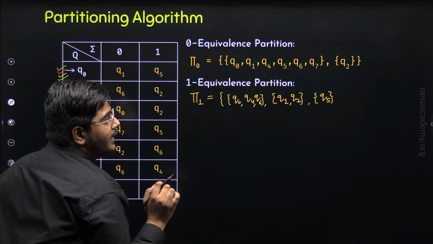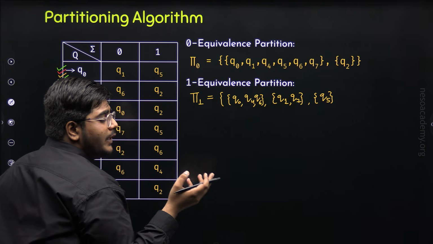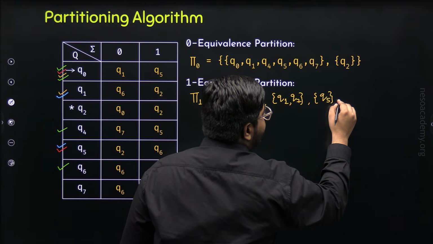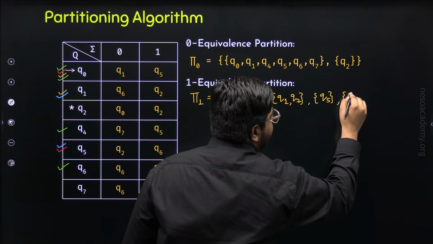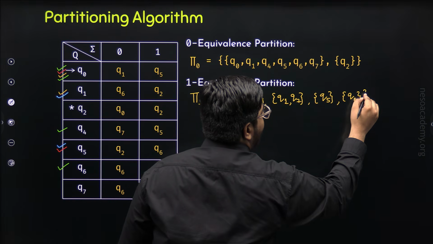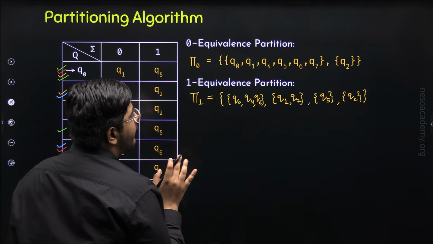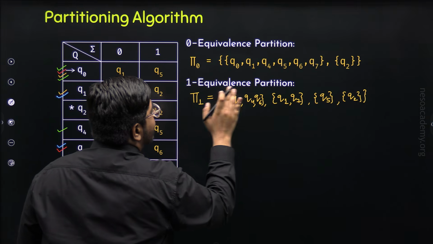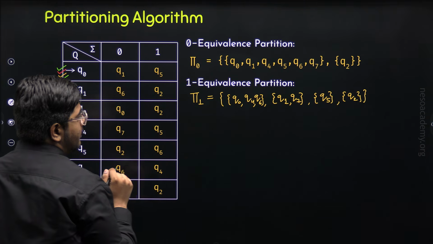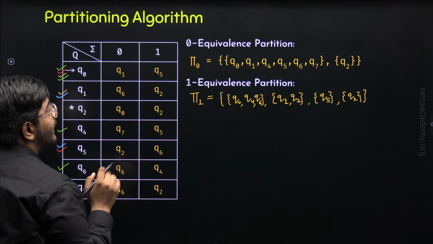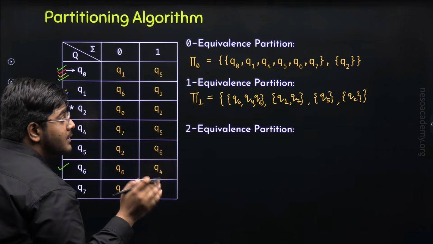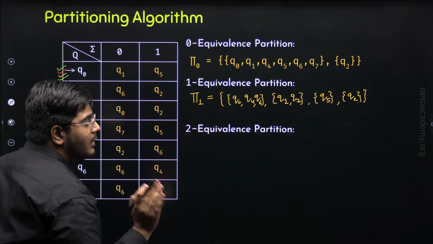Q2 is a single state in this particular partition, so it cannot be checked with any other state, which means we need to write Q2 as it is in the one equivalence partition also. So this is how we have completed one equivalence partition with the help of zero equivalence partition. Now we need to calculate two equivalence partition because the partitioning is not stable now.